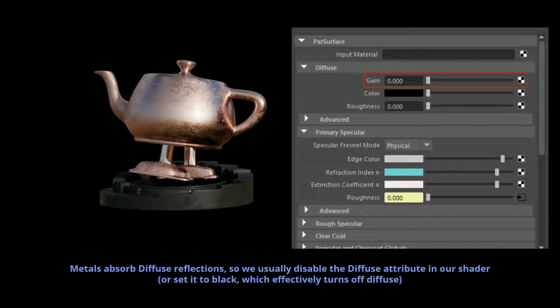So metals, again, absorb diffuse reflections. So if I was looking at a material or a shader inside of my rendering program, I would want to disable or turn off the diffuse attribute. So in this case, in RenderMan, I'm setting my diffuse off or turning the color black so that it's only focusing on the specular reflections.